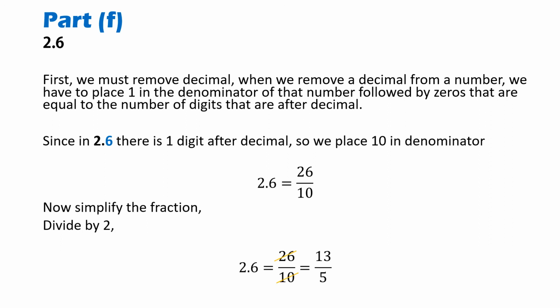Part F. First, we must remove decimal. When we remove a decimal from a number, we have to place 1 in the denominator of that number followed by zeros that are equal to the number of digits that are after decimal. Since in 2.6 there is 1 digit after decimal, so we place 10 in denominator, then simplify the fraction, so here we have 13 upon 5 as a simplified fraction.